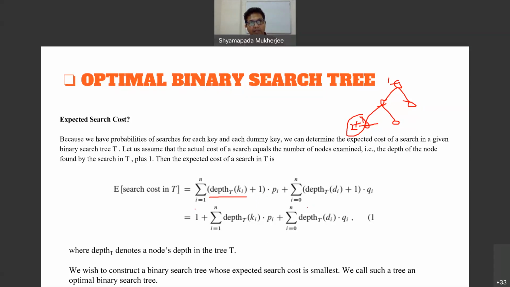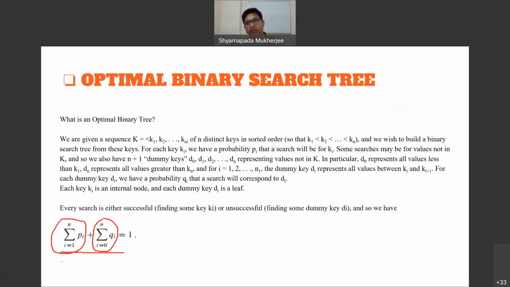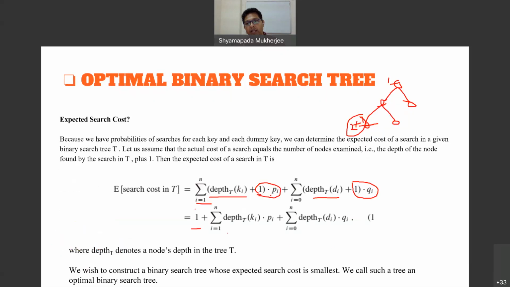Similarly, for each unsuccessful search, we go from i equals 0 to n, and take the depth of each dummy key di plus 1 for the root, or you can say the first node of the subtree, times qi. All these together, the summation of pi for this part and the previous expression for this part, will be 1 altogether. So the expected search cost we can find out in this way.